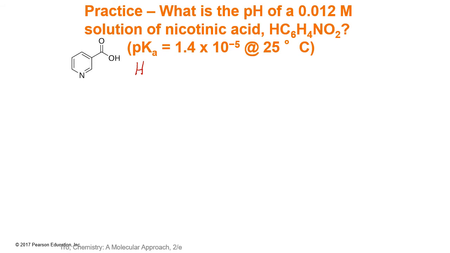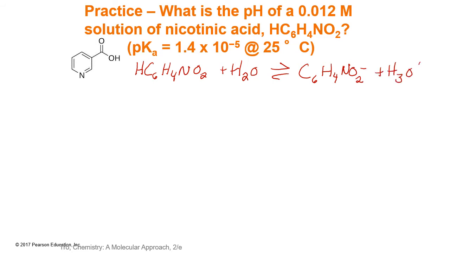Our reaction is going to be nicotinic acid plus water gives us our polyatomic ion plus H3O+. We set up our ICE table. Again, we're not going to consider water. Our initial concentration of the nicotinic acid is 0.12 molar. 0 for our products. Our change is going to be minus X, plus X, plus X.